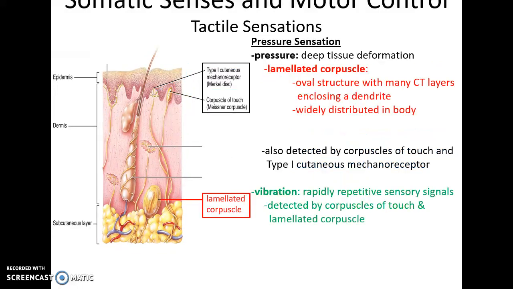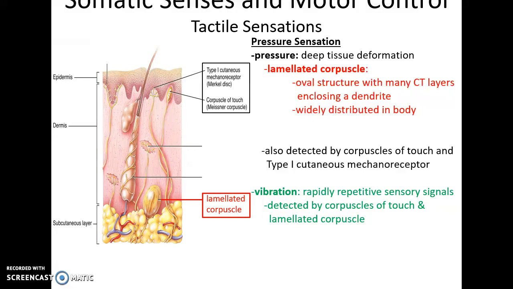We also have the ability to detect pressure, aka how hard something is pushing on you, whether it's light or very, very firm. This can be detected by the laminated corpuscles. These are ovoid structures in the dermis, sometimes bordering into the subcutaneous layer. They again have nerve endings within them, and they're widely distributed around the body. Also, corpuscles of touch and type 1 cutaneous mechanoreceptors can detect pressure, and can tell the difference between a light touch and a very strong, hard touch.